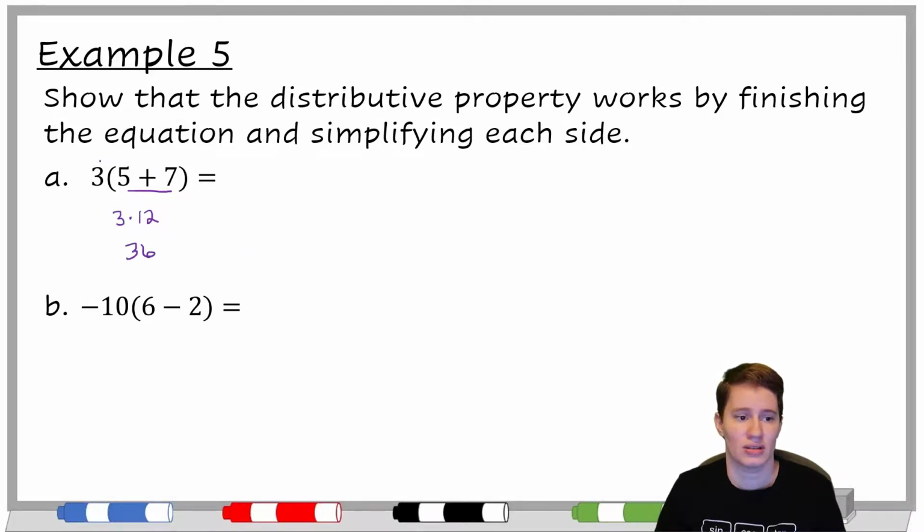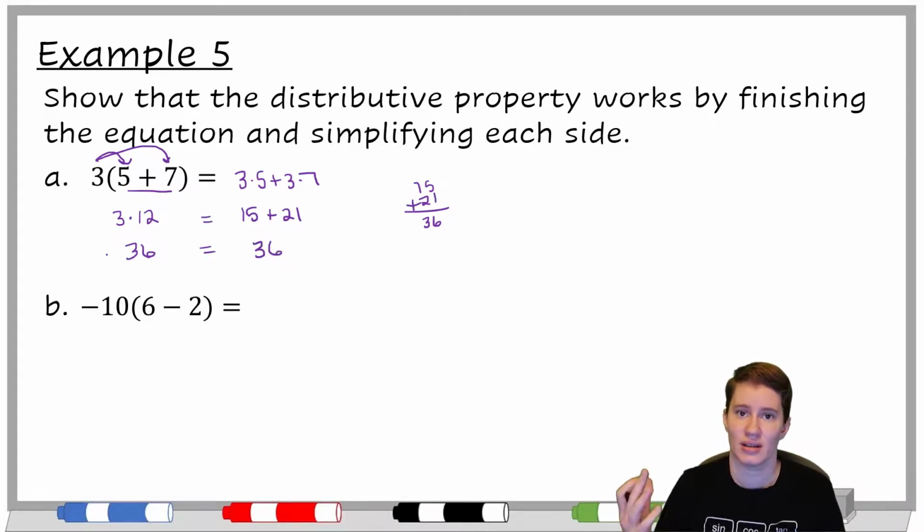Then we're going to do it a second way. We're going to distribute the 3 using the distributive property. So 3 times 5 plus 3 times 7. And we're going to say, okay, what does this give us? 15 plus 21. Does this add up to be 36? Yes, you might need to go out to the side here to do your addition. But yeah, that does equal 36. So what we've done is we've said, okay, yes, this works.